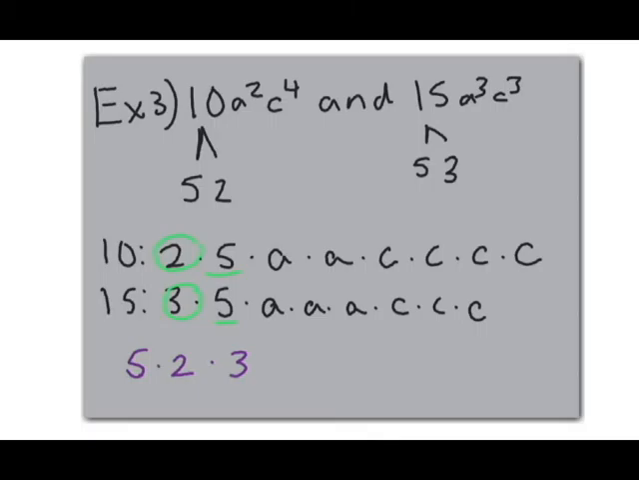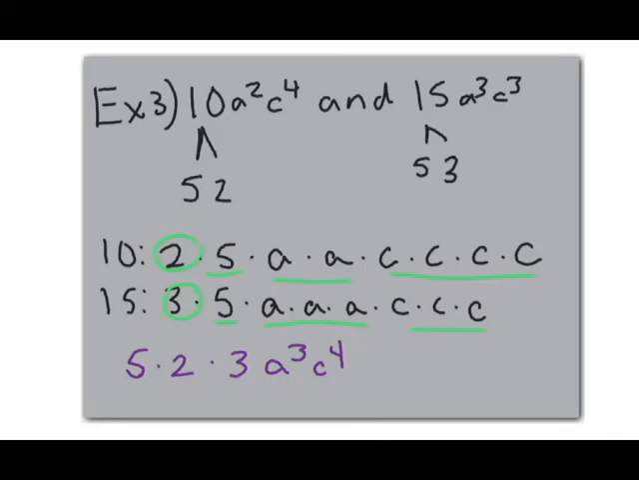Let's move on to variables. Which variables match? The a's and the c's. Which number has the most a's? The 15 does. It has a to the 3rd, so we bring a to the 3rd down. All right, what about the c's? 10 has the most c's with 4, so we bring c to the 4th down.